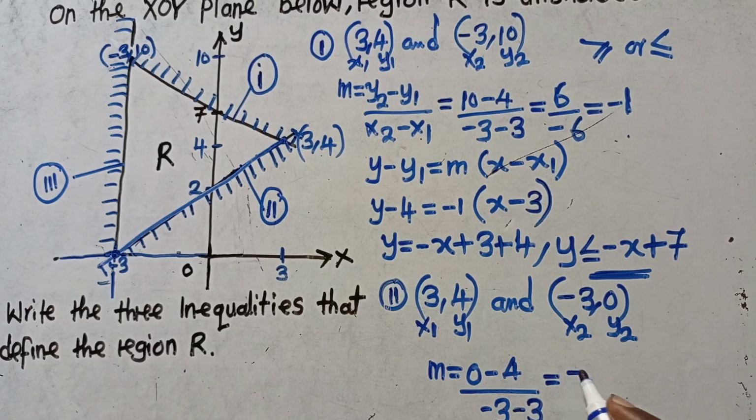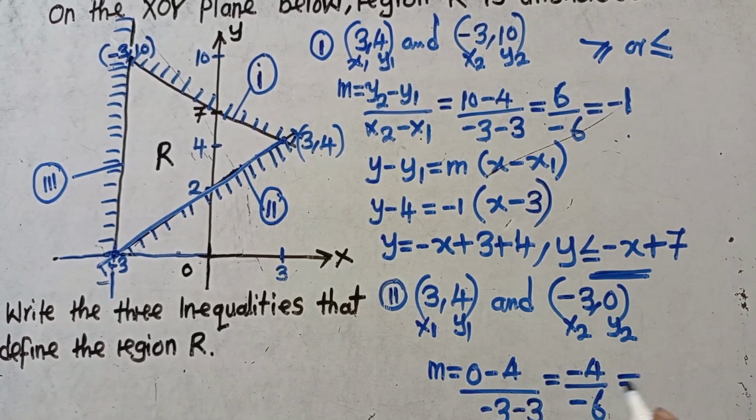This is equal to negative 4 over negative 6. The negatives cancel. 2 there, it is 2. 2 there, it is 3. So I put a 3. So meaning this is the gradient.